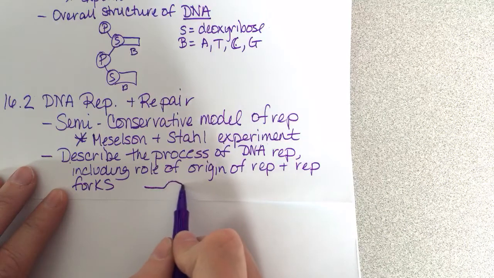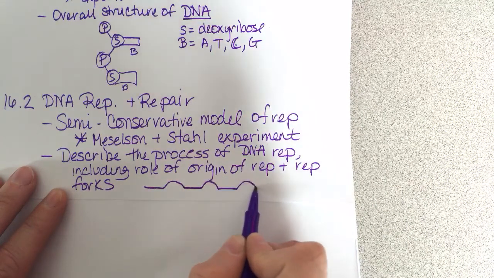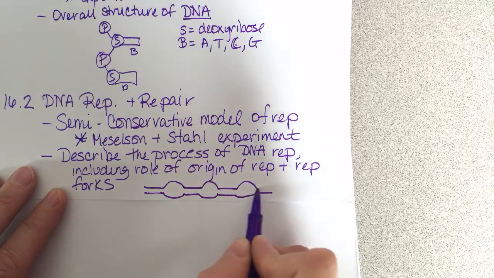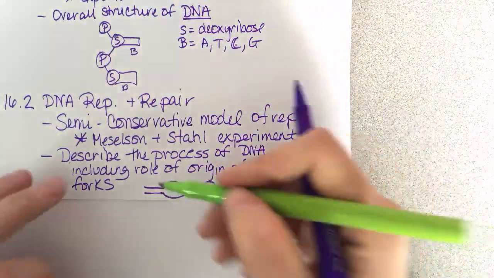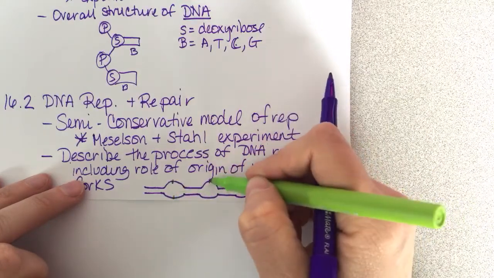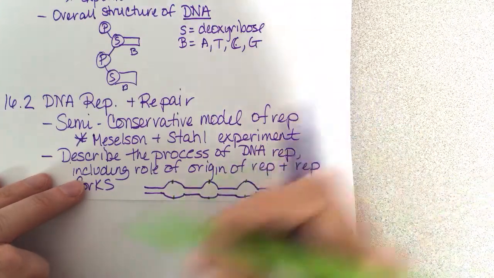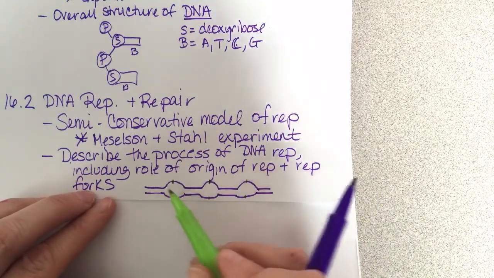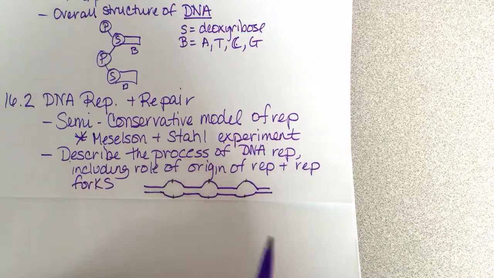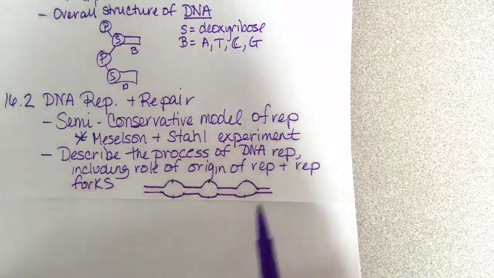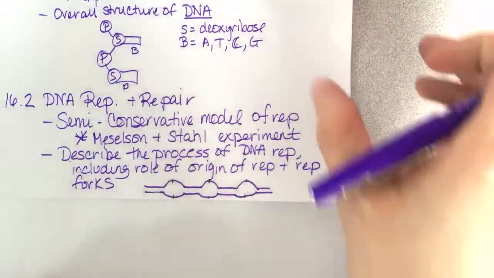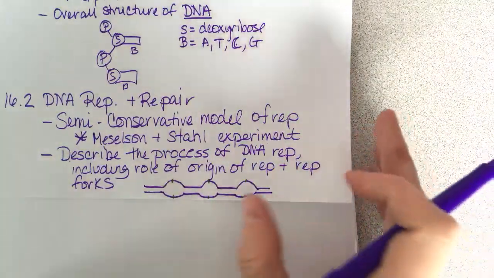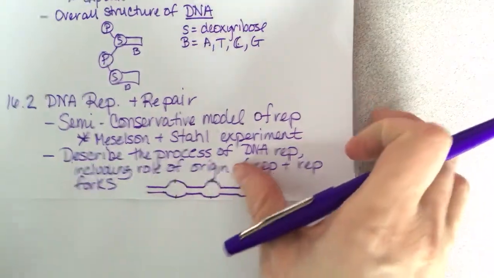So remember, you have many different replication sites, and this is the start of replication. Each one of these, right here, is a replication fork. This whole thing is a replication bubble. And remember, having many different origins of replication and therefore many different replication bubbles helps with the speed of the replication.